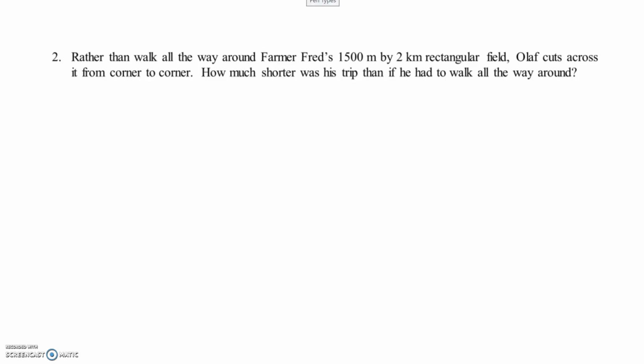So I'm going to start by highlighting the important information. Rather than walk all the way around Farmer Fred, so this is important. It's 1,500 meters by 2 kilometers rectangular field. Then it tells me that Olaf cuts across it from corner to corner, so that's important. He cuts across from corner to corner. And then here's where it's asking me the question. How much shorter was his trip than if he had to walk all the way around?